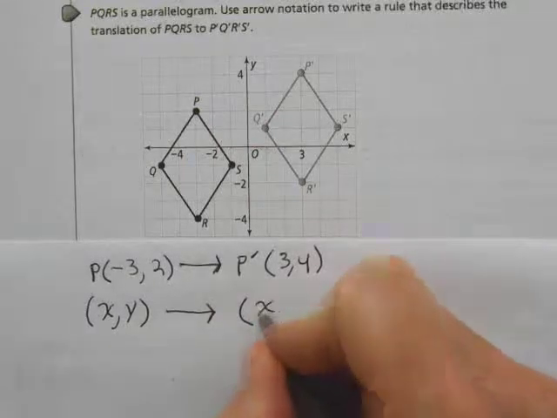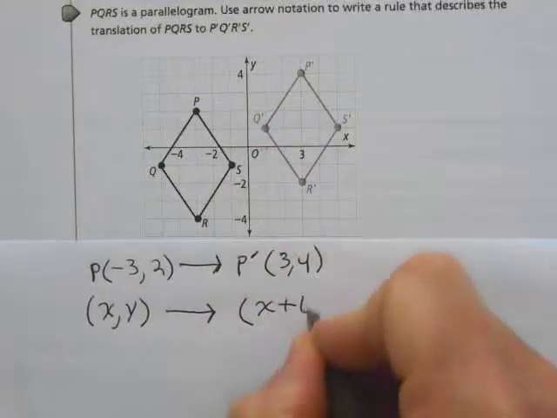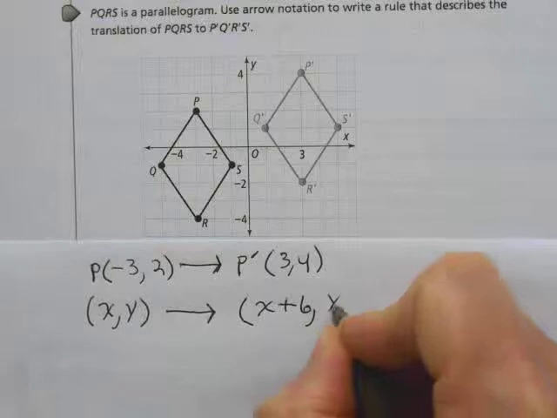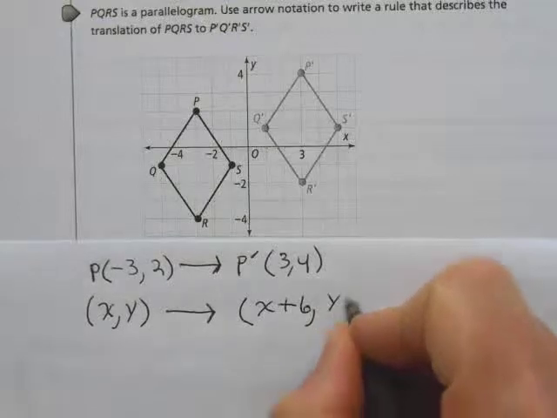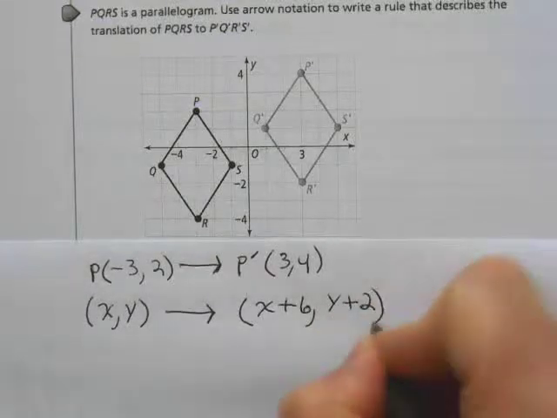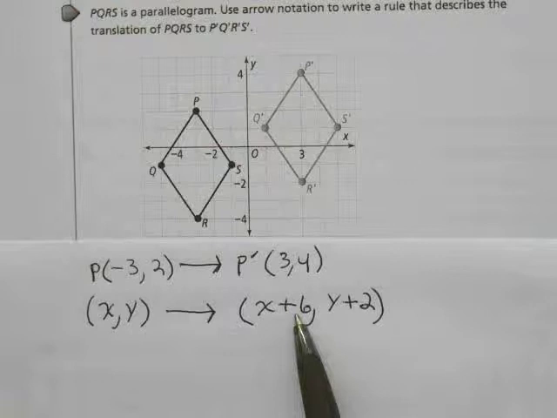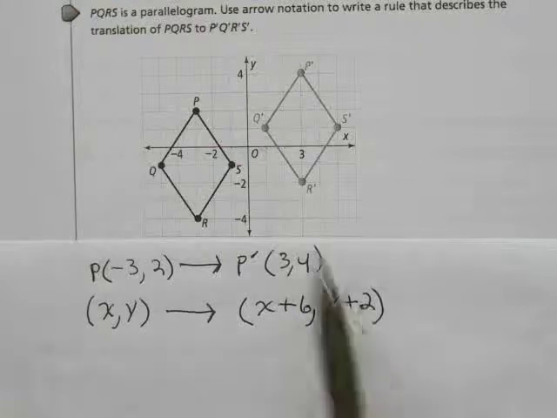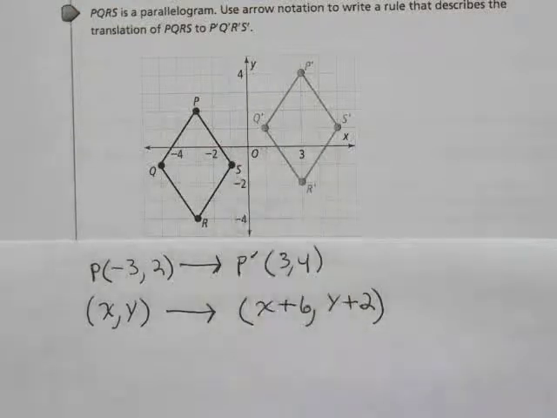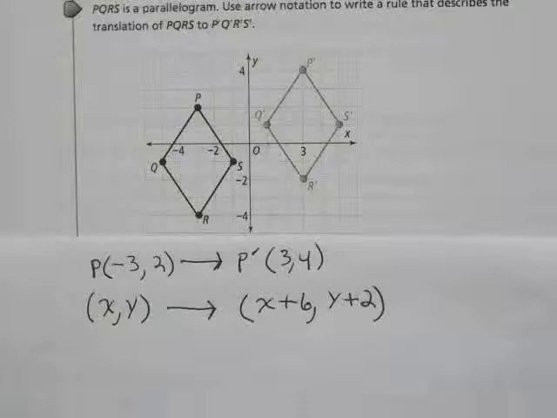Well, what's happening very simply is this. To every x, I am adding 6. And to every y, I am adding 2. And that's how I am getting from my xy coordinate to my image. I'm adding 6 to the x and 2 to the y, and that will get me here. And that's what arrow notation is, and that's how you use it.